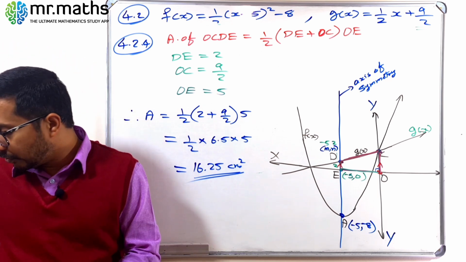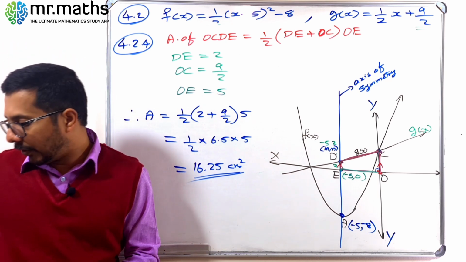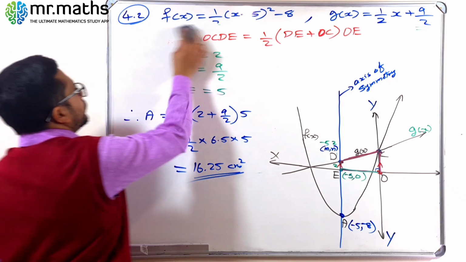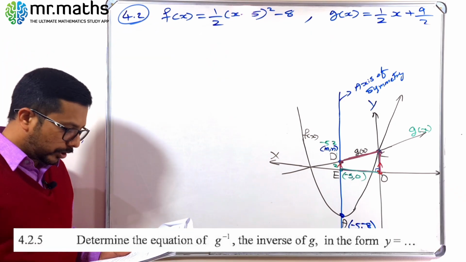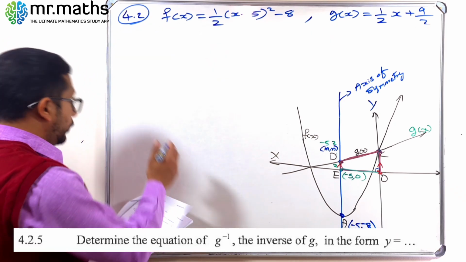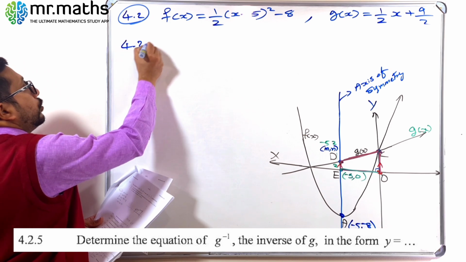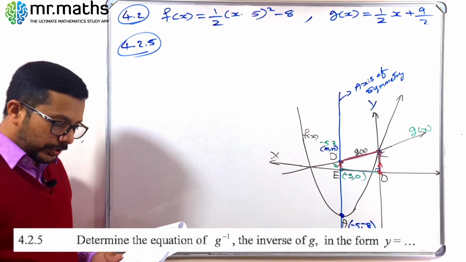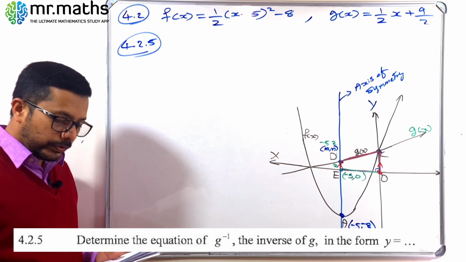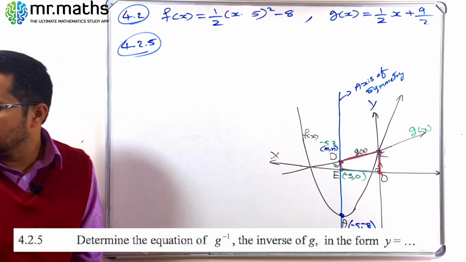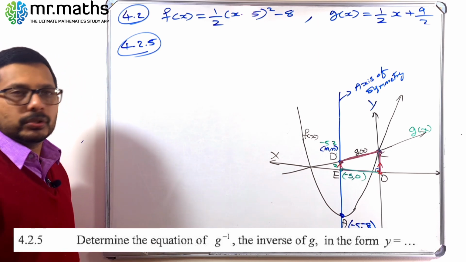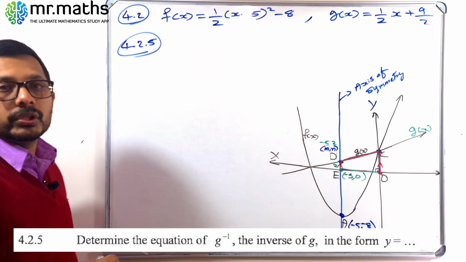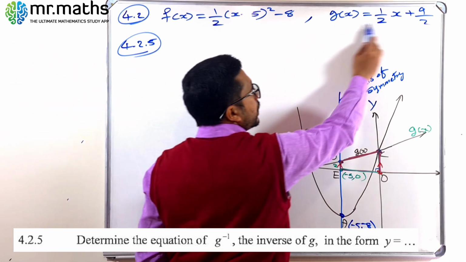Now let's go to question number 4.2.5. What is that question? Determine the equation of g inverse, the inverse of g in the form y is equal to. You have to find the equation of g inverse. What is our g of x graph? What is the equation? This one.